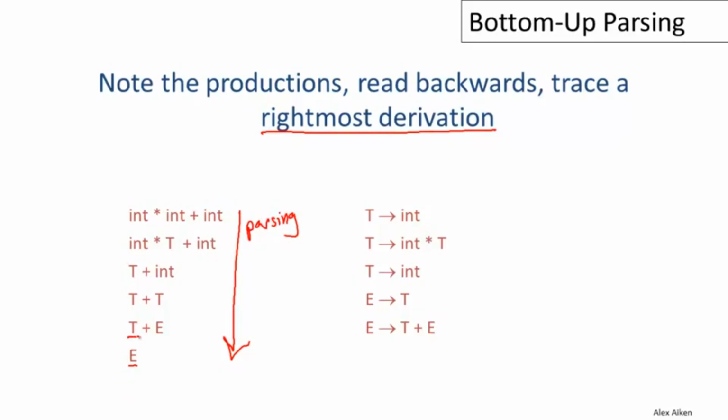So here E went to t plus E. Well, E was the only non-terminal. But then E here is the one that's expanded. It's the rightmost non-terminal. And then this t is expanded. It's also the rightmost non-terminal, to get int. And now this t is the rightmost non-terminal. It's expanded to get int times t. And then this is the only and rightmost non-terminal. And so we wind up with the whole input string int times int plus int.